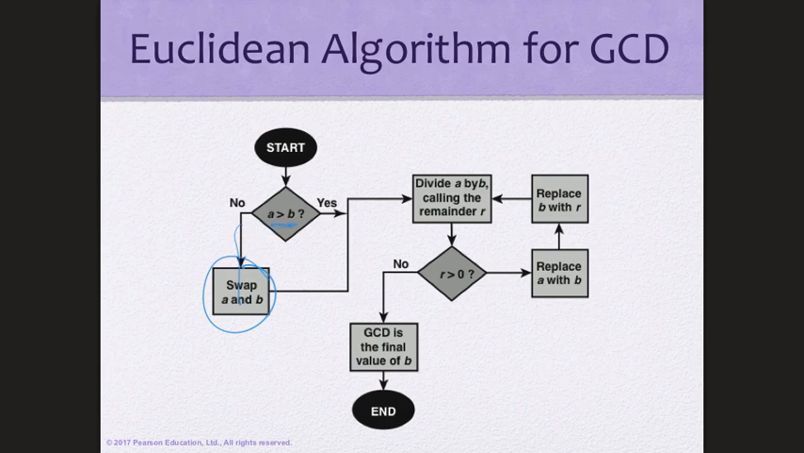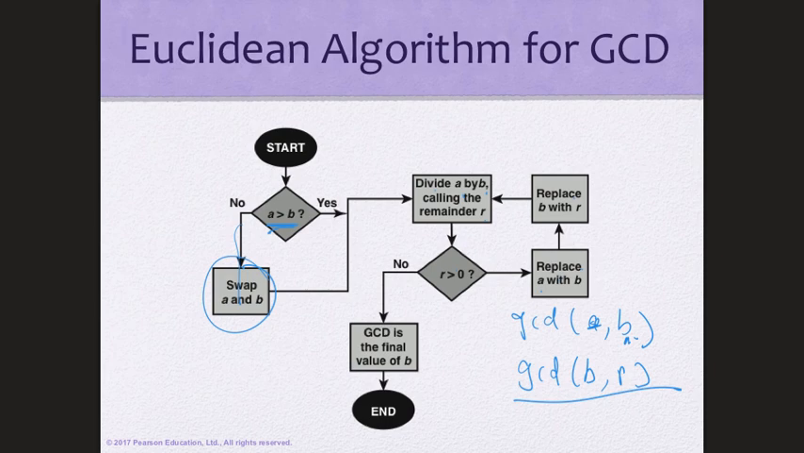If it's already true that A is greater than B, go to the next step, divide A by B, and then get the remainder. If the remainder is greater than 0, replace A with B. So we started with GCD of A, B. In this step, it becomes GCD of B, because we replaced the A with B. And then replace the B with R. And that's the new GCD that we are looking for, the new greatest common divisor.